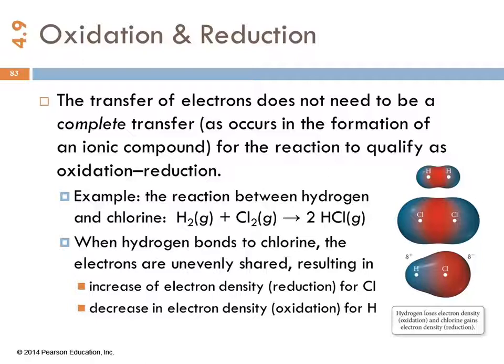Now, in order for a reaction to qualify as an oxidation-reduction reaction, we don't have to have a complete transfer of electrons. We don't have to have actual ions forming. So let's look at this example. We've got hydrogen gas and chlorine gas, and they react to form.